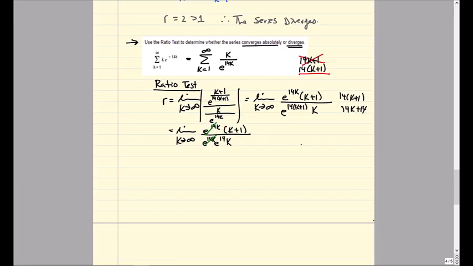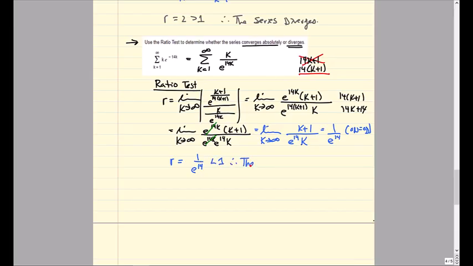So what I'm left with here then is the limit as k approaches infinity of k plus 1 over e to the 14th times k. Well, this is going to equal 1 over e to the 14th because the degree in the numerator is equal to the degree in the denominator. So our limit is the ratio of the leading coefficients, which is 1 over e to the 14th. Well, this is a very, very small number. It's definitely less than 1.